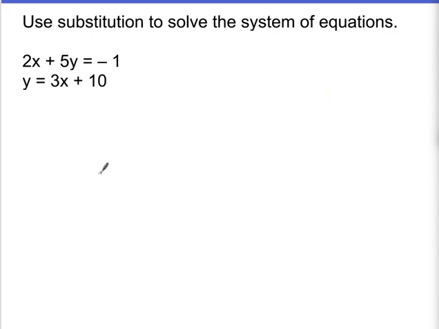Use substitution. Okay. Same kind of thing going on here. I know what y is. Y is 3x plus 10.